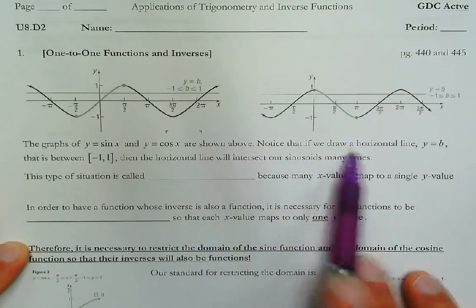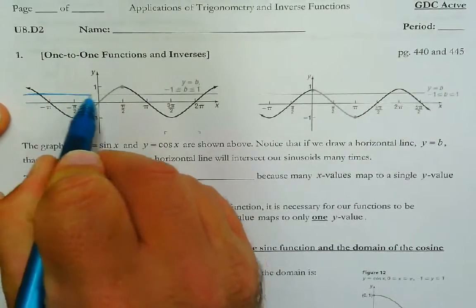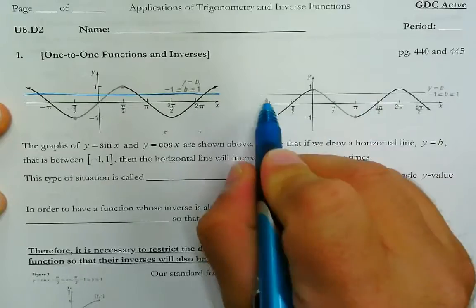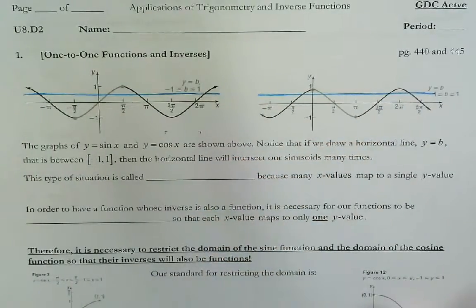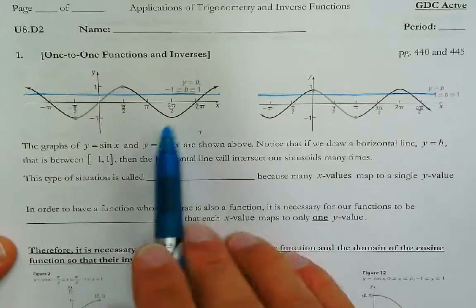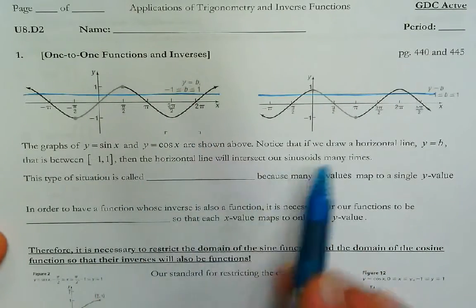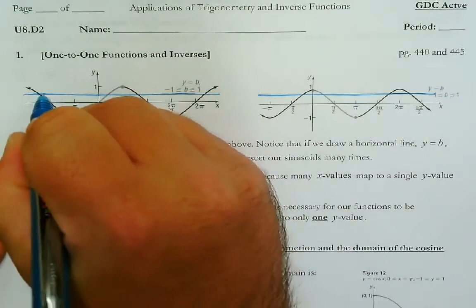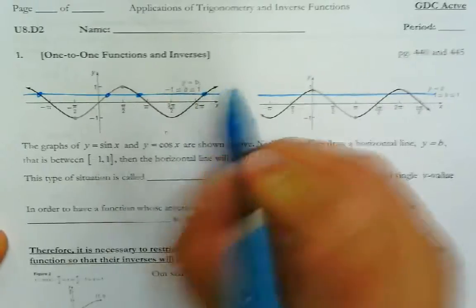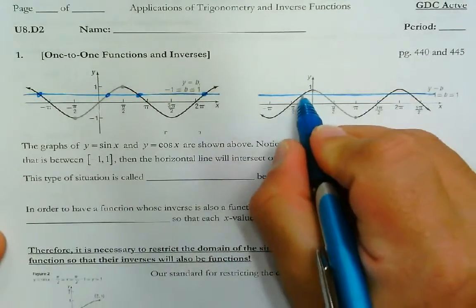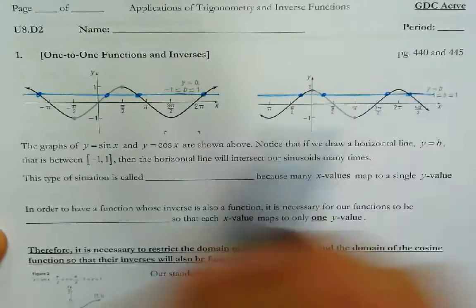Notice that if we draw a horizontal line, y equals b, across each of these graphs, and this horizontal line is between -1 and 1, then the horizontal line intersects our sinusoids many times. I have an intersection here, an intersection here, another one there, and I'd have infinite intersections. With the cosine function, the same thing. You've got all these intersections.